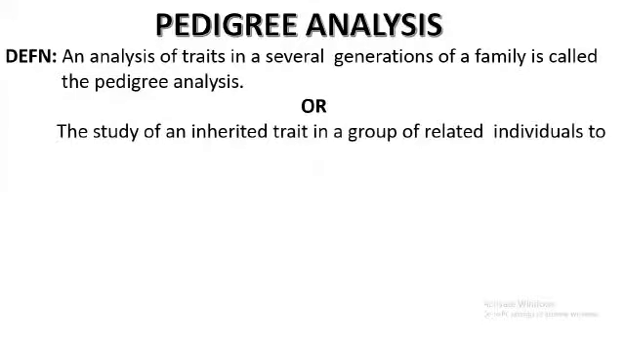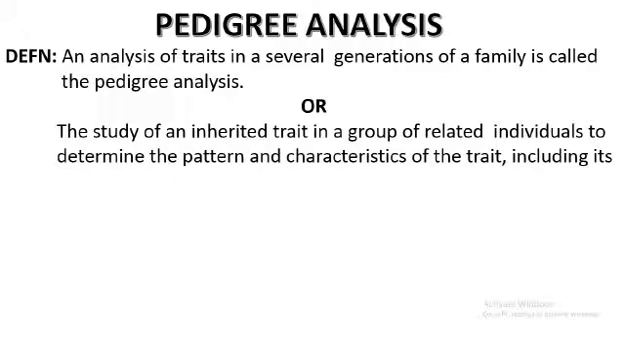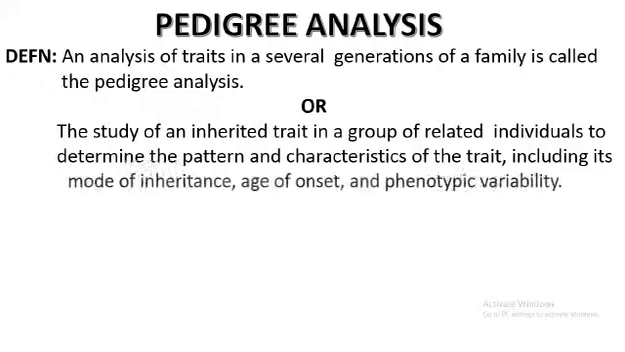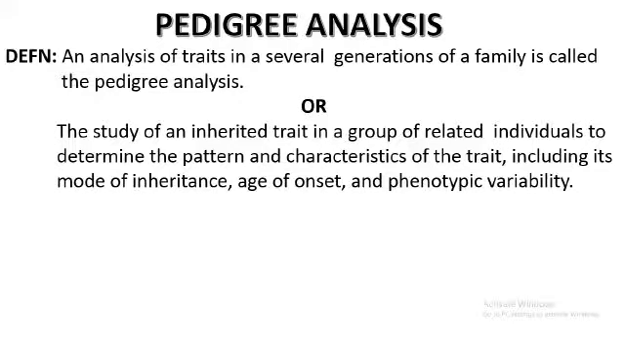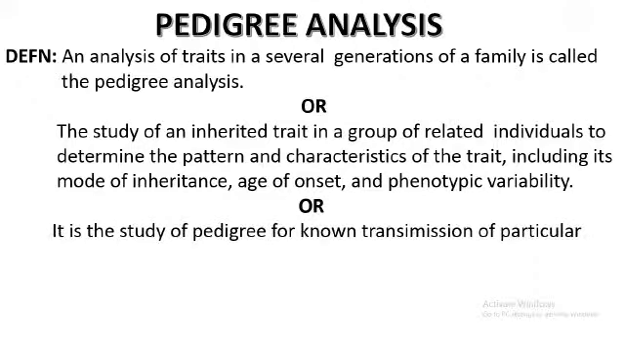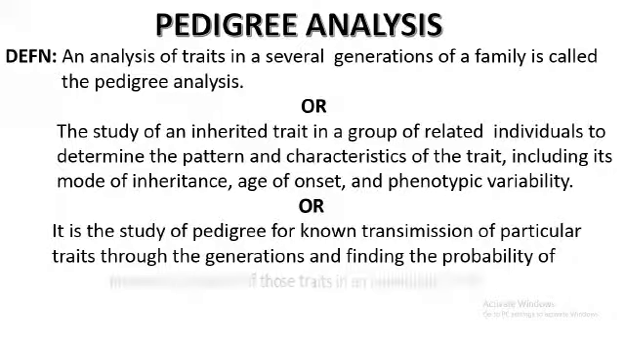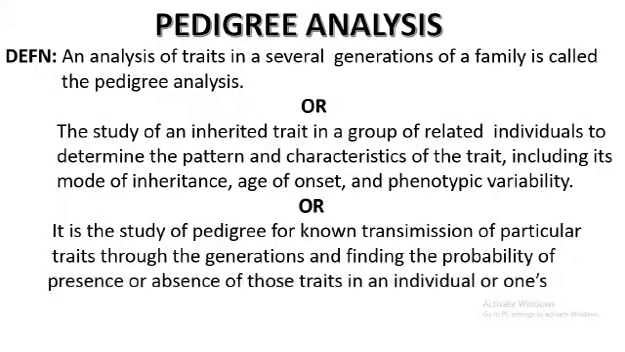the study of an inherited trait in a group of related individuals to determine the pattern and characteristics of the trait, including its mode of inheritance, age of onset, and phenotypic variability. Or the third definition is like this: it is the study of pedigree for known transmission of a particular trait through generations and finding the probability of presence or absence of those traits in an individual's or one's progeny.